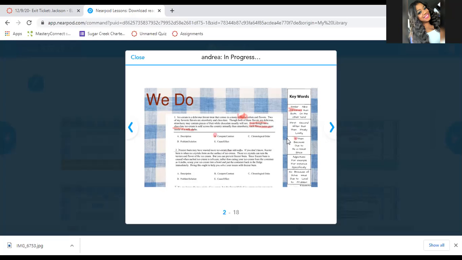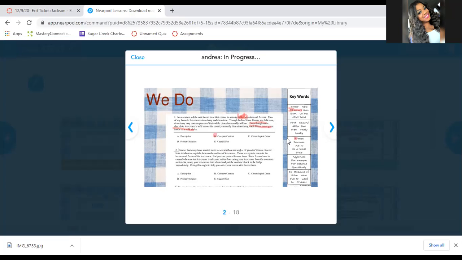Ice cream is a delicious frozen treat that comes in many different colors and flavors. 2 of my favorite flavors are strawberry and chocolate. Though both of these flavors are delicious, strawberry may contain pieces of fruit, while chocolate usually will not. Even though more chocolate ice cream is sold across the country annually than strawberry, each flavor tastes great inside of a milkshake.